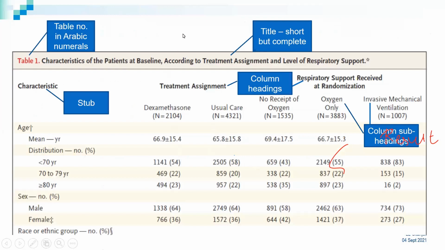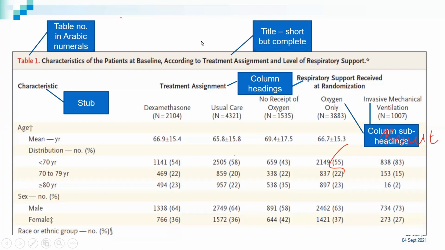If you see the same study I am taking as an example from NEJM. So table 1 and they have given the title. This is the title which they have given. Can you see the title? They are using the title case like I discussed last time in my class. So they are using the title case. This depends on the different journals. Some journals expect only sentence case, but it would be a good practice for us to stick to title case. And can you see they have given the table number in Arabic numerals. This is short but complete.